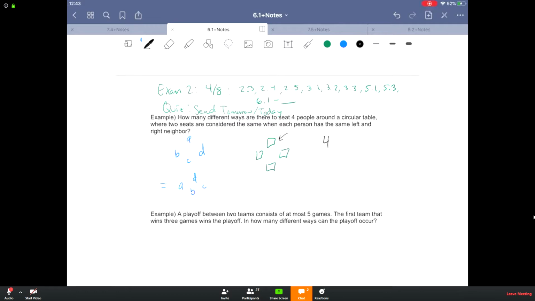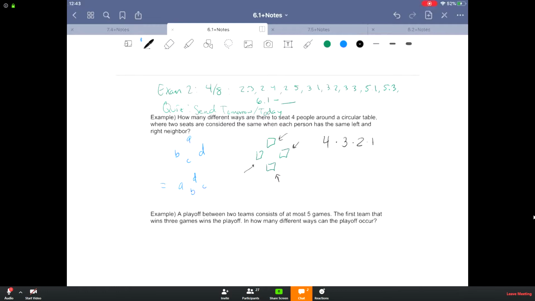You move on to your second spot. Doesn't really matter which one's the second one, but let's just say that's the second. Now you have what, three people to choose from, right? And then you move to the third spot and you have two people to choose from. And then when you get to the last spot, well, there's only one person left, right? Now, that's not your final answer, right?